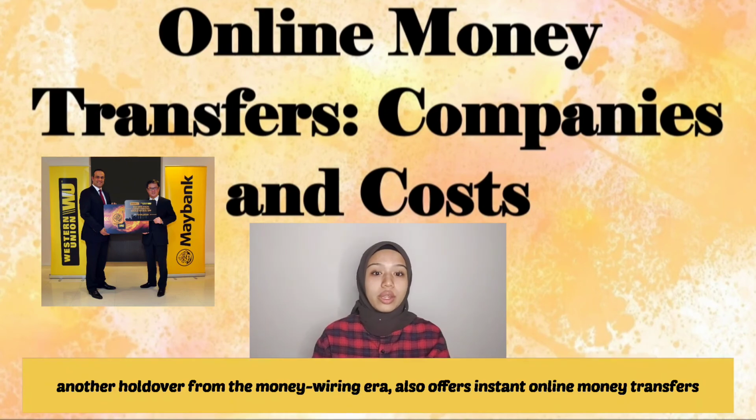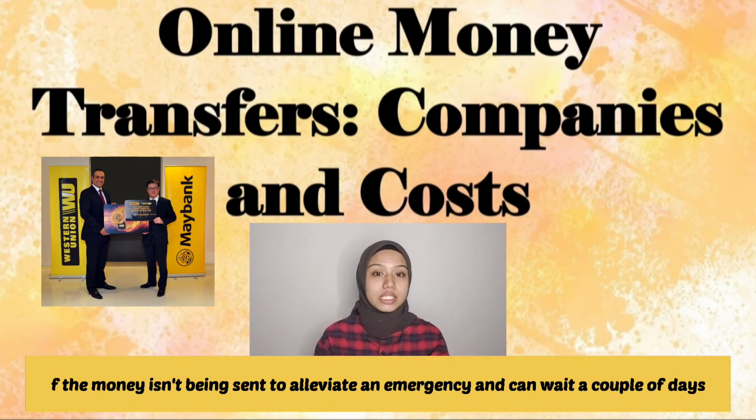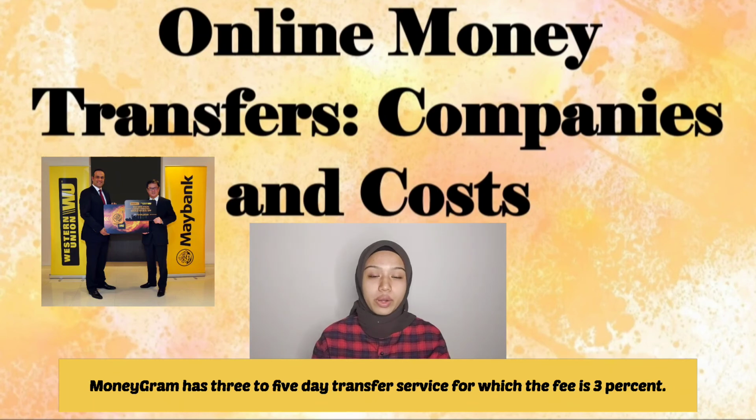MoneyGram, another holdover from the money wiring era, also offers instant online money transfer at a flat fee, no matter the size of the amount sent. If the money is not being sent to alleviate an emergency and can wait a couple of days, MoneyGram has a 3 to 5 day transfer service for which the fee is 3%.